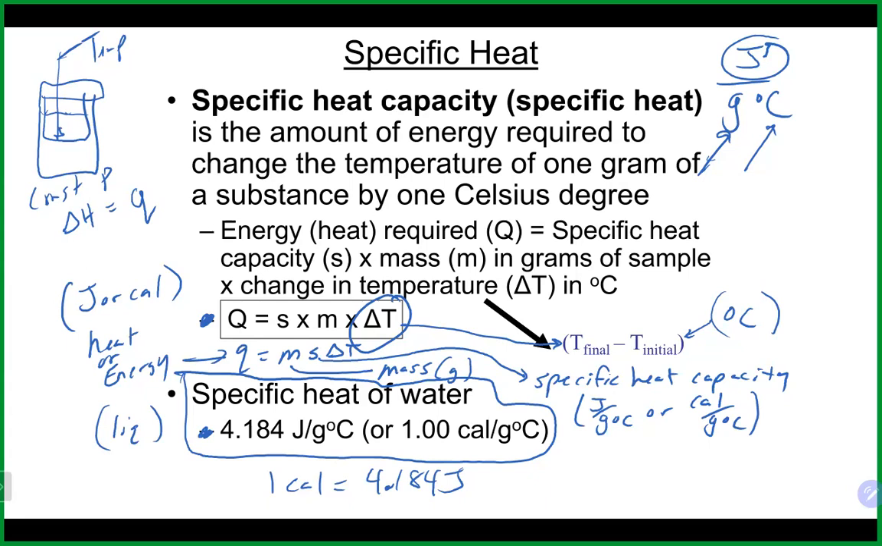So something like water has a relatively big specific heat capacity. So it does take a little bit more energy than, say, something that had a specific heat capacity of like 0.2 joules per gram per degree Celsius. Any questions on that?